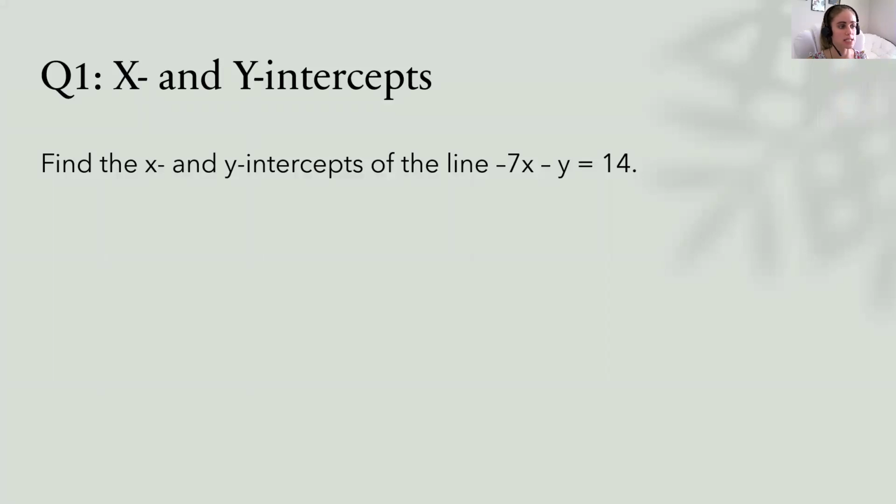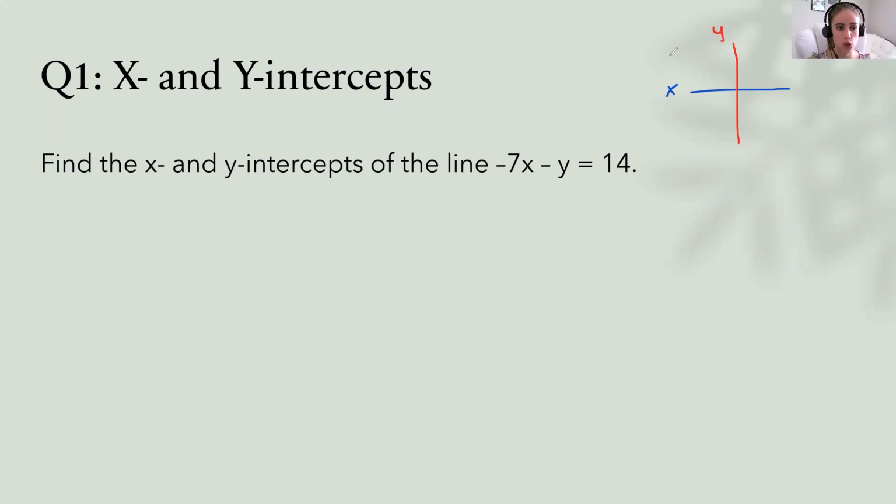In this question, we are asked to find the x and y intercepts of the line negative 7x minus y equals 14. First off, we need to refresh our memory and remember the definition of an x-intercept. It is a point that intercepts your x-axis, meaning it is on the x-axis of our graph. So if we just draw a silly little graph in the corner, your x-axis is the horizontal and the y-axis is the vertical.